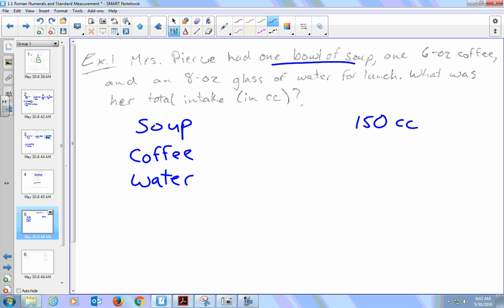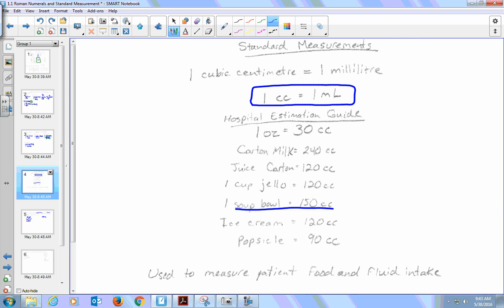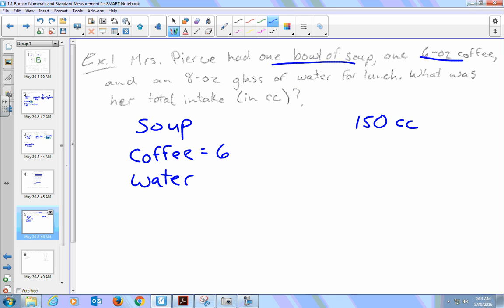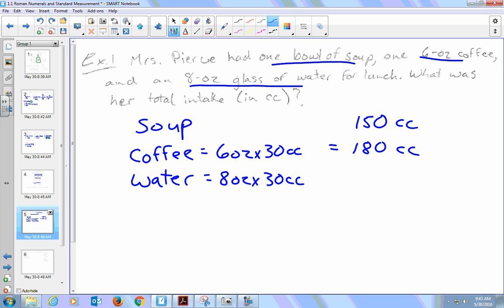Okay. A coffee. Okay, she had a 6-ounce coffee. So on our chart, coffee's not in our chart, but remember fluids are measured in ounces. So 1 ounce equals 30 cc's. So then if she had 6 ounces times 30 cc's, that's 180 cc's. Okay, and then for water, she had 8 ounces of water. So 8 ounces times 30 cc's, just like with the coffee, each ounce is worth 30 cc's. That gives us 240 cc's.